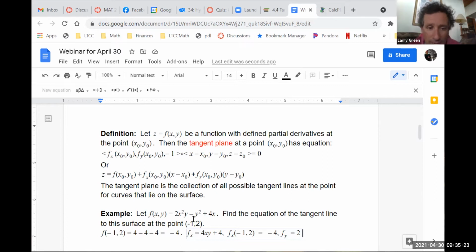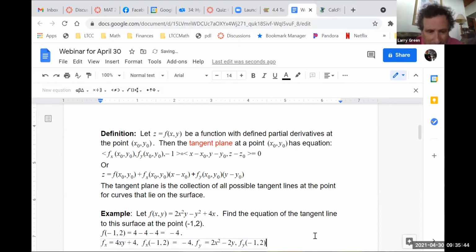F is 2x squared y minus y squared plus 4x. Yeah, f sub y is equal to 2x squared minus 2y. And now f sub y of negative 1 comma 2 is equal to, now you just plug in negative 1, 2. So if x is negative 1, y is 2, you get 2 times 1 is 2, minus 4 is negative 2, if I did my arithmetic right. Any questions on that?